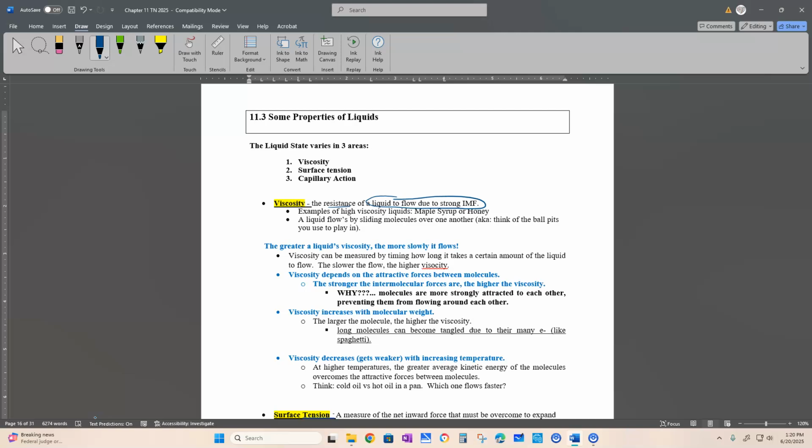Examples of liquids that you come in contact with that flow very slowly are syrup, molasses, honey, ketchup, any of those things. My son the other day was trying to get conditioner out of the bottle and it just wasn't flowing out. That's viscosity. So what happens is the liquid flows by sliding over molecules.